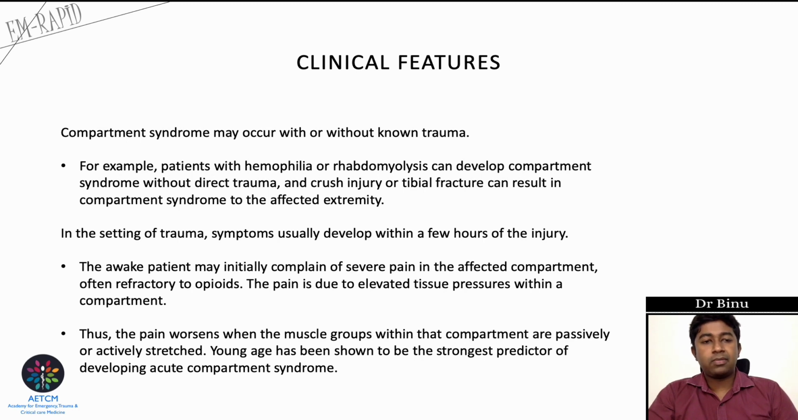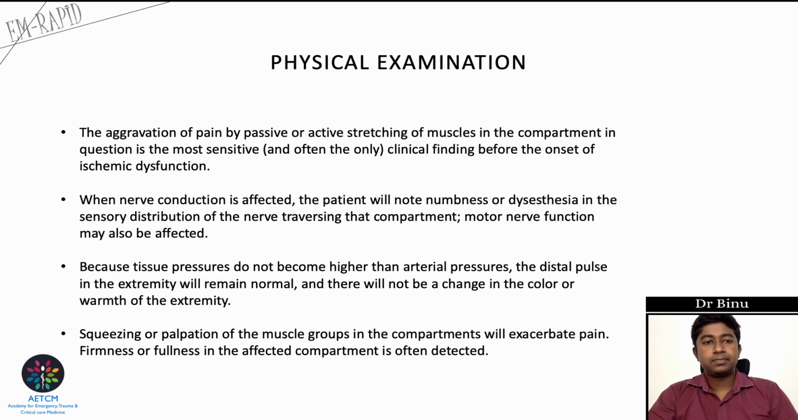In case of trauma, the symptoms usually develop within a few hours following the injury, and the awake patient may initially complain of severe pain in the affected compartment, often refractory even to opioids. The pain is due to elevated tissue pressure within a compartment, and this pain worsens when the muscle groups within the compartment are passively or actively stretched. Young age has been shown to be the strongest predictor of developing acute compartment syndrome.